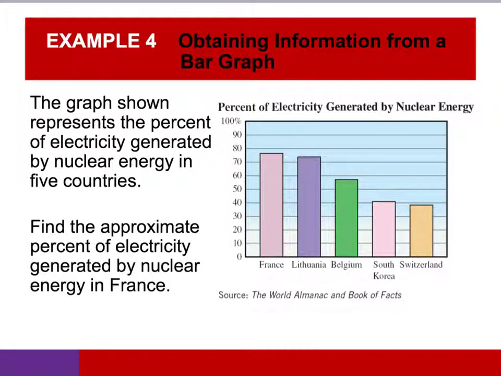Alright, so we're going to obtain the information from a bar graph. The graph shown represents the percent of electricity generated by nuclear energy in 5 countries. Find the approximate percentage of electricity generated by nuclear energy in France.